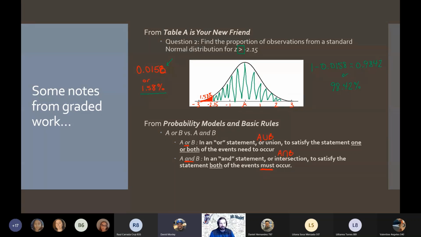Anything else I can clarify about the difference between an "or" statement and an "and" statement? Cool. Then we're going to jump into the new stuff.